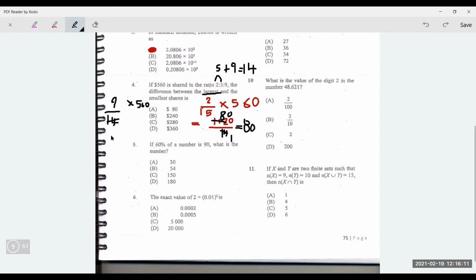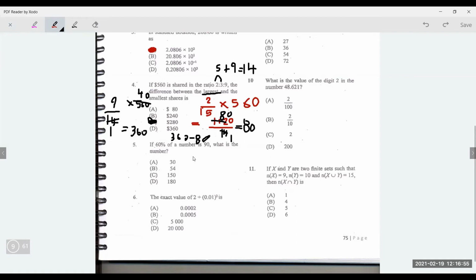14 into itself one time, 14 into 56 goes 4 times. 9 times 40 is 360. So if the larger share is 360 and the smaller share is 80, the difference is the larger minus the smaller. 360 minus 80 is $280, which is option C. That's the difference between the largest and the smallest share. Easy question.